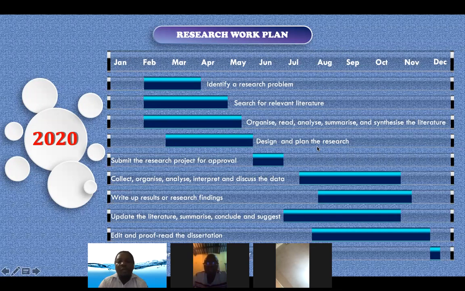After finding the problem, finding the literature, organizing the literature, reading the literature, analyzing, summarizing, and synthesizing the literature, then the researcher here started designing and planning the research. So here they were now writing the research project.